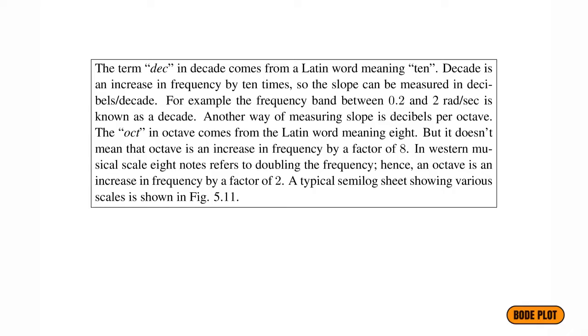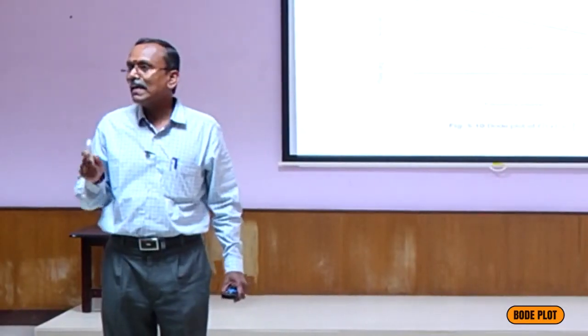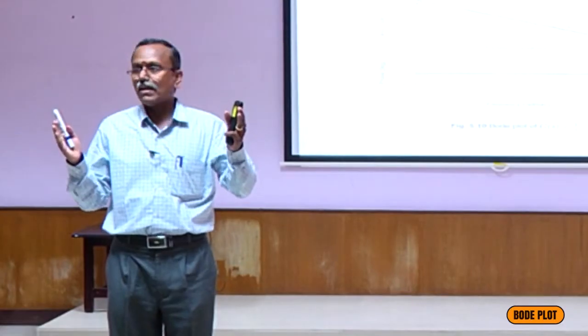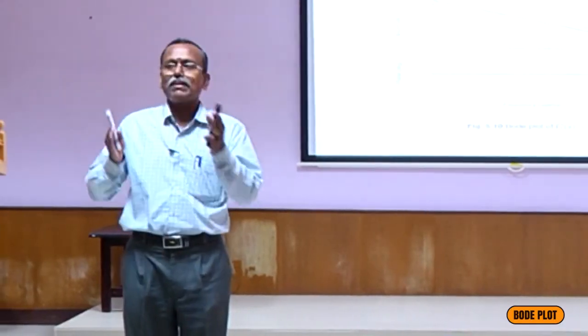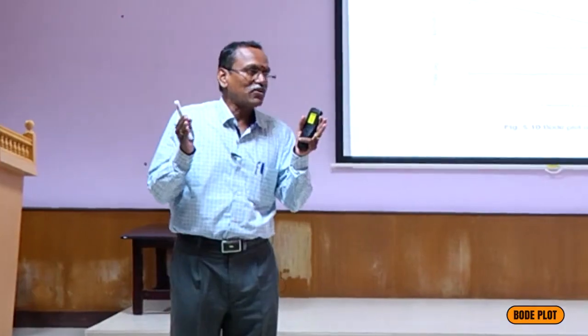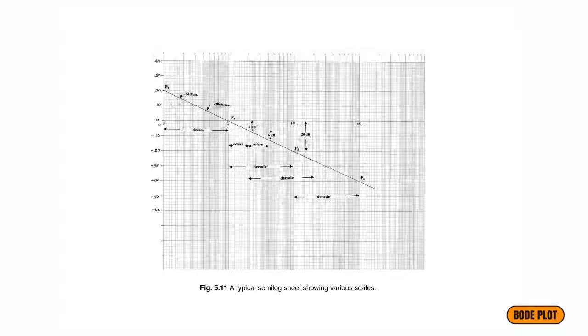Suppose you talk in terms of octave, it will be 12 dB per octave, which is equal to 20 dB per decade. If you talk in terms of decade scale, it is 20 dB. If you talk the same in octave scale, the change in magnitude is 12 dB per octave. Here the frequency is 1 and here 10, that's why this is decade scale. Here the octave is mentioned.